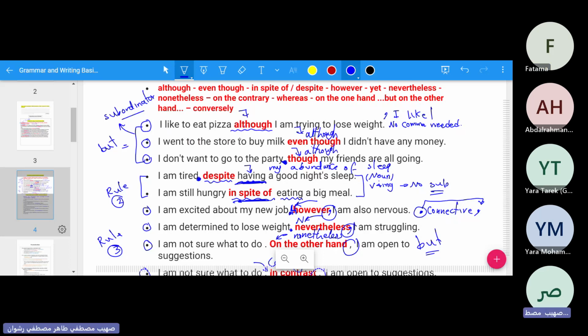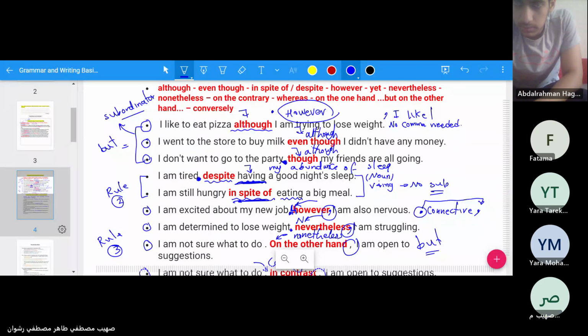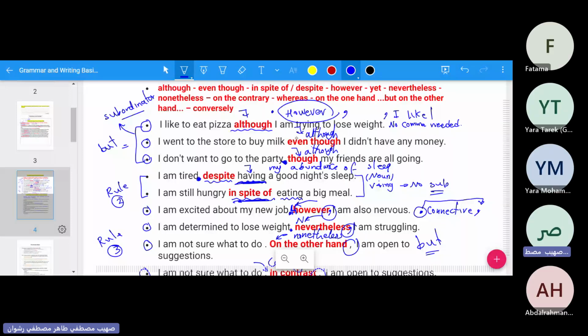So what do the three actually mean? However. The three, Fatma, mean however. But there is a difference in the punctuation, the only difference. The only difference is with however we use a full stop and a comma, but although, even though there is no punctuation needed as long as you use them in the middle. This is rule number 1. Clear? Or should I give a more example? No, it's clear.